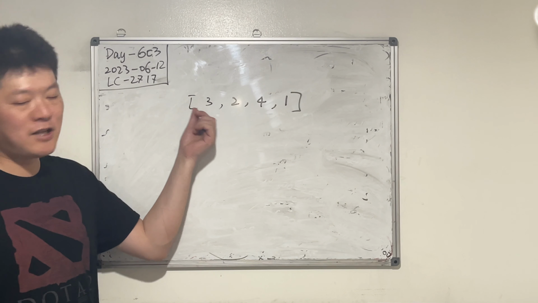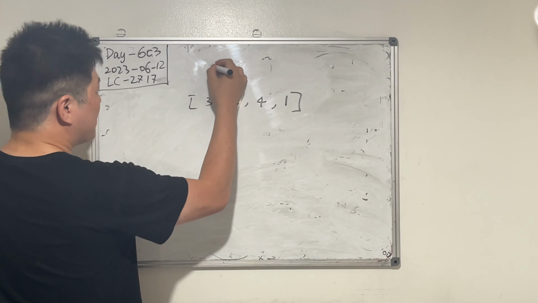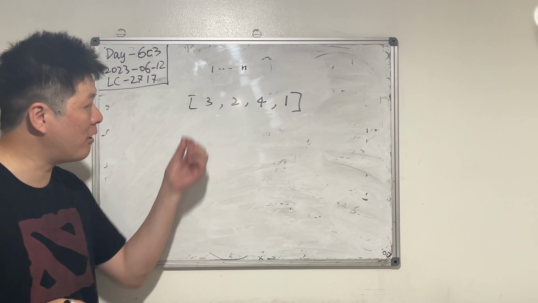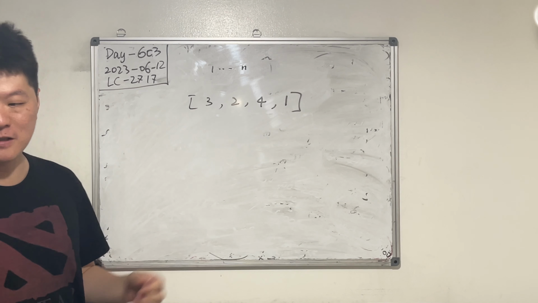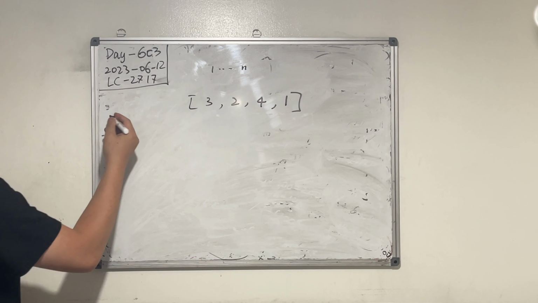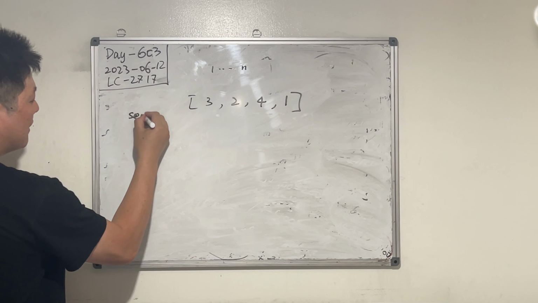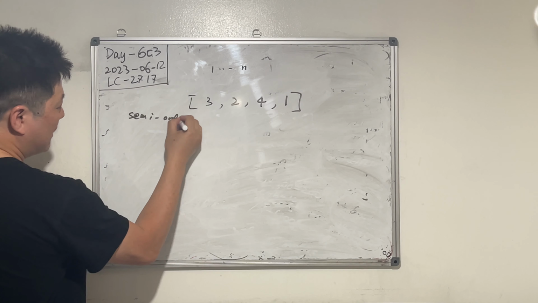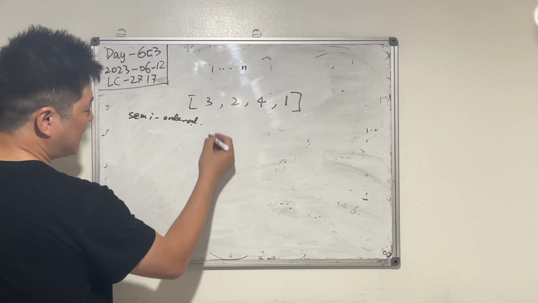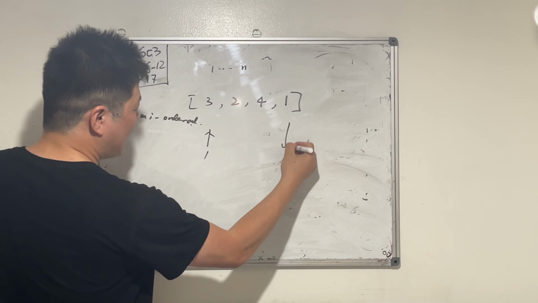We're given n integers, a list of integers from 1 to n, and we call this array semi-ordered. What's semi? Semi means half, right? 50% ordered. Semi-ordered permutation: the first element is 1 and the last element is n.